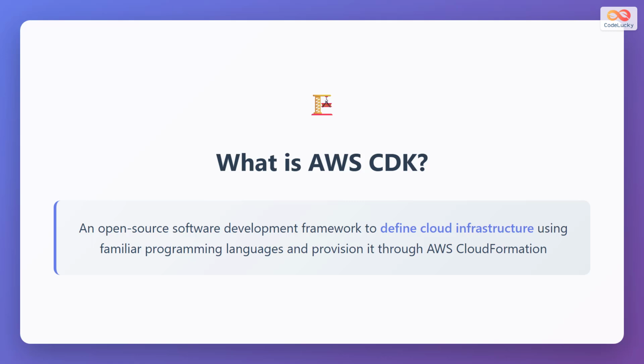AWS CDK is an open-source software development framework that lets you define cloud infrastructure using familiar programming languages and then provision it through AWS CloudFormation. Think of it as a way to describe what cloud resources you need, like servers, databases, or storage buckets, by writing code in languages you already know. CDK then automatically translates your code into the technical specifications that AWS needs to create those resources. This eliminates the need to learn complex configuration syntax and makes infrastructure management feel more like regular software development.